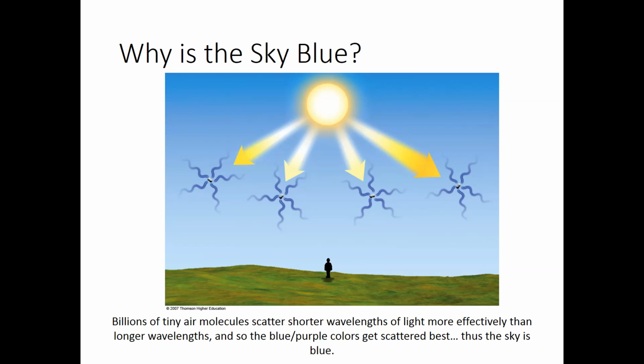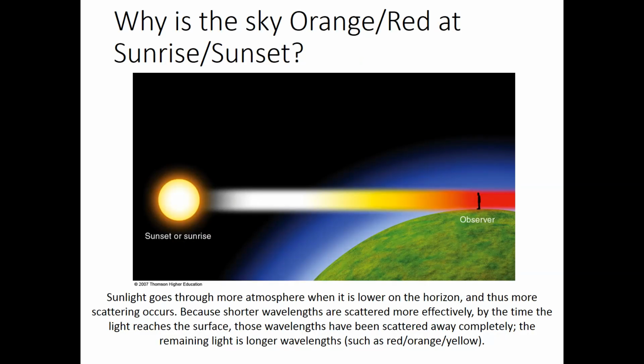Now, on the other hand, this is usually during midday. What about in the evening, though? The sky doesn't really look blue during the evening. No, instead, it usually looks orangish or red. Well, here's why this is.